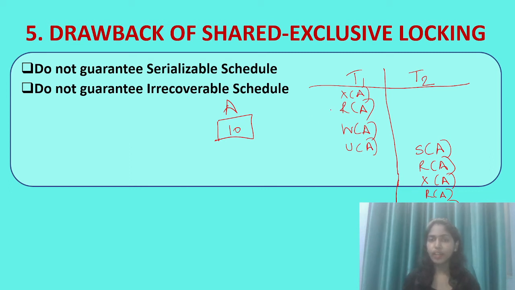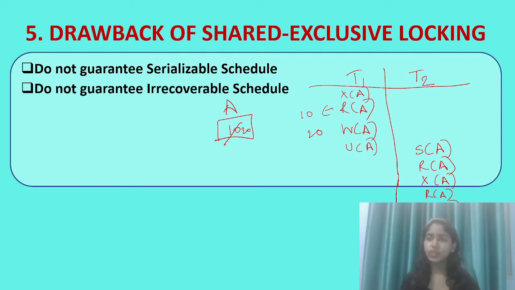Okay, now the value of A was 10 in transaction T1. It has read 10. Then it has written, suppose, 20. So this 10 got changed to 20 because the write operation has been performed by T1. And after that it is, suppose, unlocked.